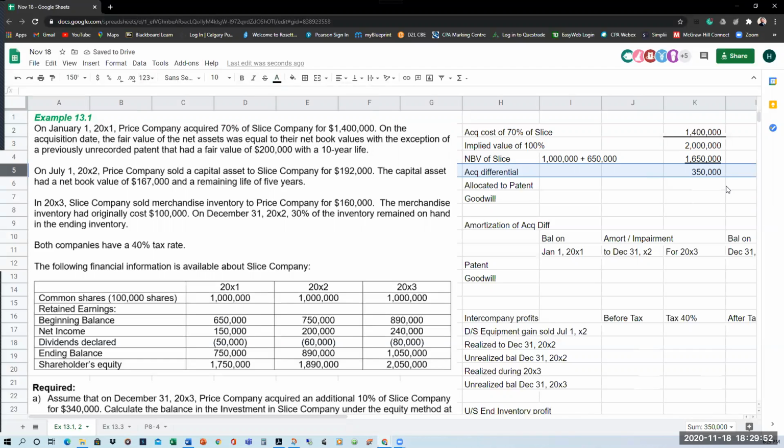350,000 for acquisition differential. This one, we're told, is allocated first to an unrecorded patent worth 200,000. So out of 350,000, if you allocate $200,000 to the patent, you get goodwill for the remainder amount, $150,000.